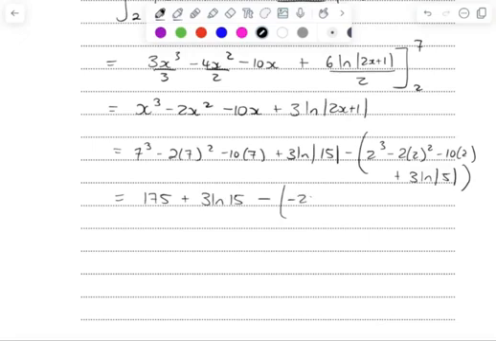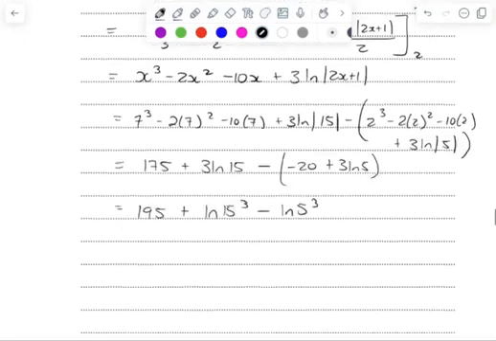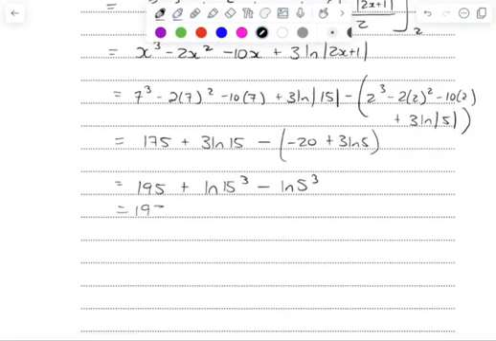That's minus 20 plus 3 ln 5. Okay, so now I've got 175 minus is plus 20. Then I'm going to take my 3 up. ln 15 to the power of 3 minus ln 5 to the power of 3. I can now combine my lns, and now I need to use 15 to the power of 3 over 5 to the power of 3. So when it's negative, it means I can divide.